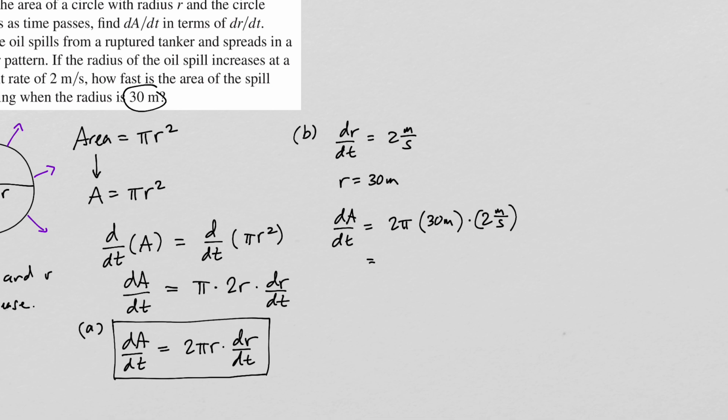And if we multiply these numbers together, 2 times 30 is 60. 60 times 2 is 120. So we have 120, and don't forget there's a pi here, so let's write that down. And then we have meters times meters per second, and that is meters squared per second. And this is how fast the area is changing at that particular moment.